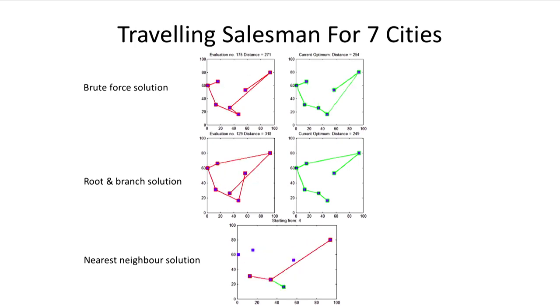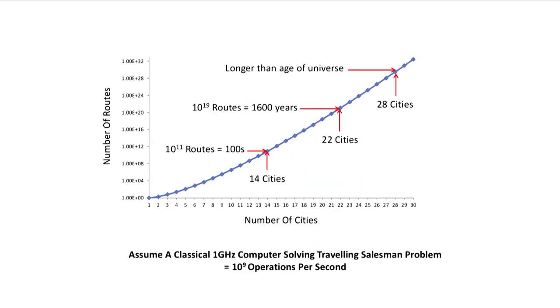But the bottom line is, if you actually look at how long it takes, take a simple 1 gigahertz computer, obviously I'm simplifying, 14 cities, not going to take you too long. 22 cities, it takes you a long time. You only need to get to 28 cities, and it's going to take you longer than the age of the universe. There are just some problems that speed up exponentially with the amount of data that you're trying to process. And that is our fundamental problem.